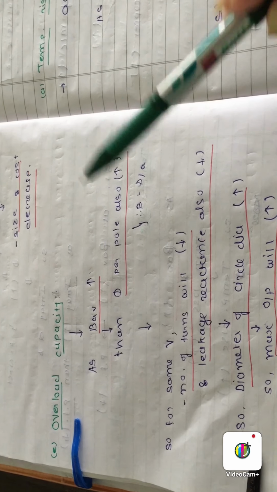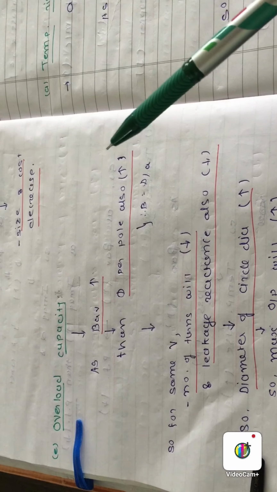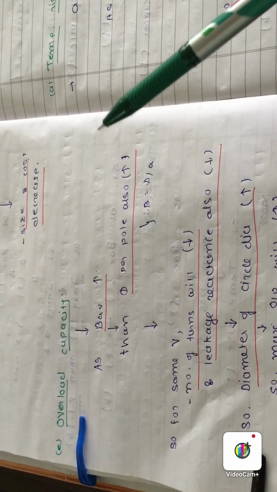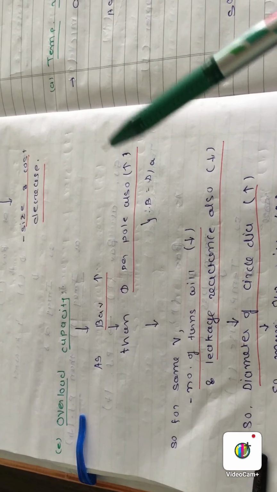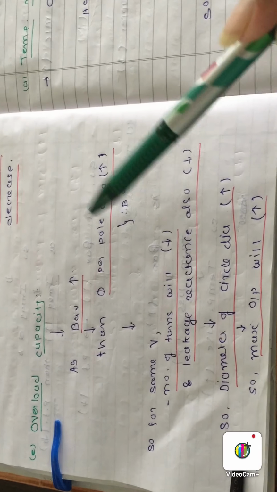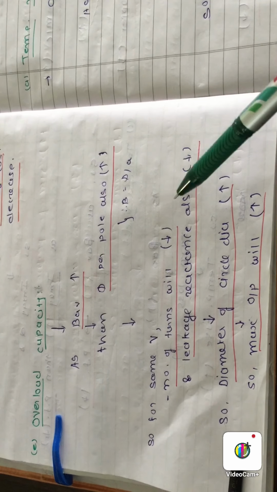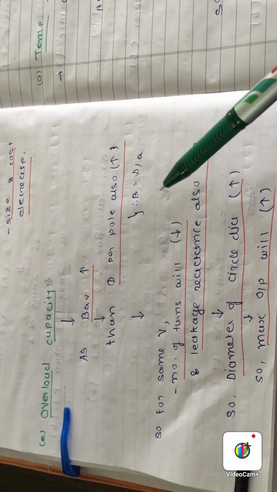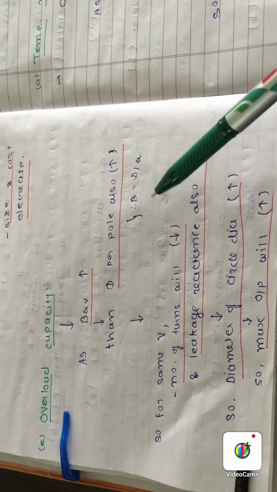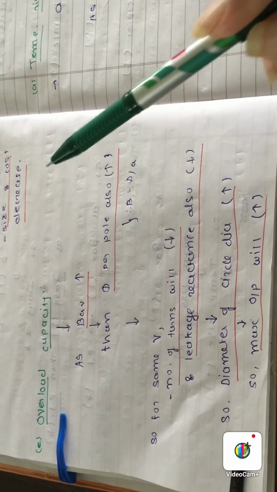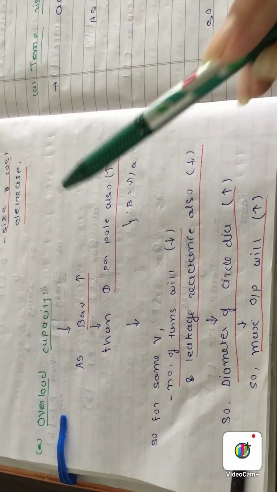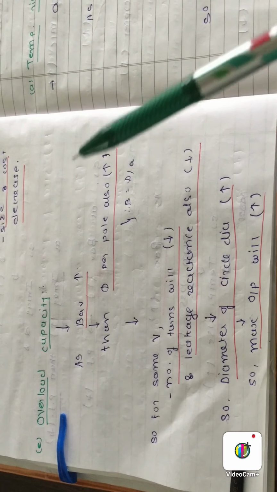Okay. Now in the next lecture we will study the choice of specific electrical loading. This was the study of specific magnetic loading, the factors affecting the specific magnetic loading. In the next lecture we will study about the choice of specific electrical loading.